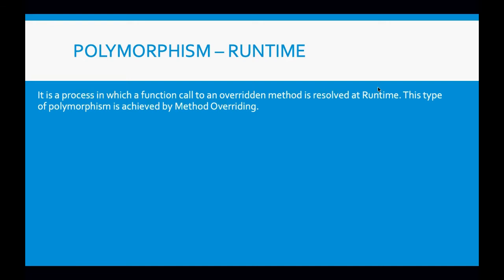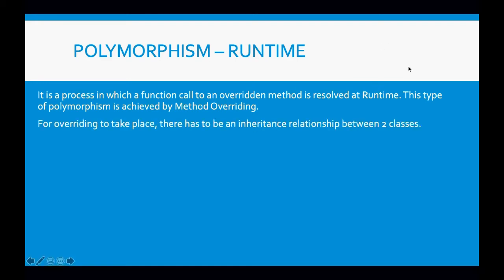So if you want to change a method that is written somewhere, you override that method and you put your own implementation in it. So this is achieved through method overriding. And for overriding to take place, an inheritance has to take place first. So there needs to be a relationship between the two classes. Either one is the parent or one is the child before overriding has to take place.